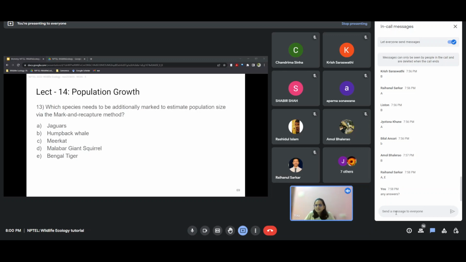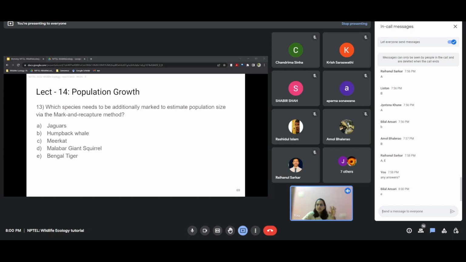Okay, so we have run out of time. So I'm going to give you the answer for this. It's actually C and D, right? Let me tell you why it is not E. Bengal tigers have stripes, right? And these stripes are unique to every tiger. So all tigers have a particular unique pattern that helps them to be identified individually, right?